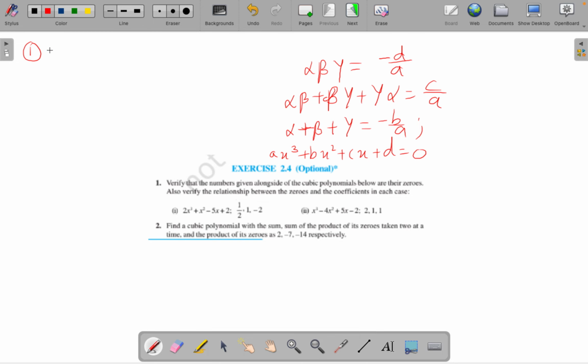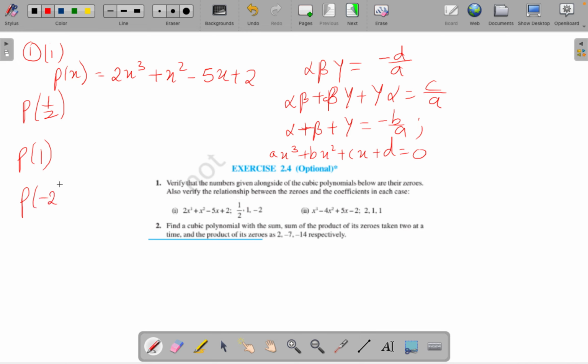So first, verify whether the numbers given alongside the cubic polynomial below are its zeros. So the first thing is we have to verify. So check here, children. I will just do the first question for you. The second part you can do on your own. This is the cubic polynomial which is given to you. We have to check whether half, 1 and minus 2 are the zeros.